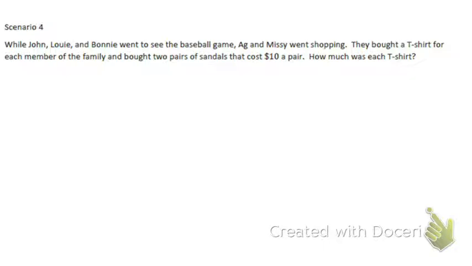So here it says, while John, Louie, and Bonnie went to see the baseball game, Ag and Missy went shopping. They bought a t-shirt for each member of the family and bought 2 pairs of sandals that cost $10 a pair. So they bought a t-shirt for everybody, but they only bought 2 pairs of sandals that cost $10 a pair. Our job is to figure out how much each t-shirt costs.